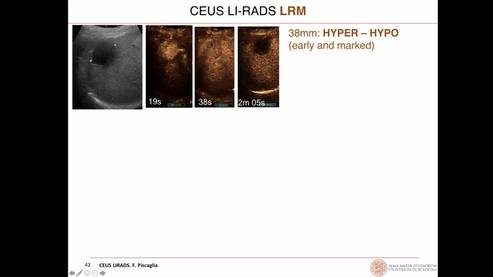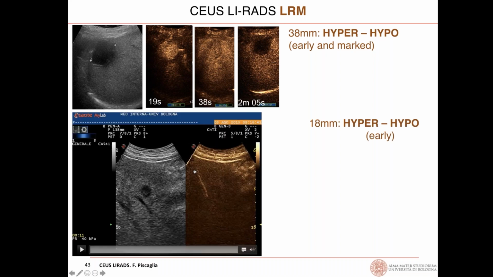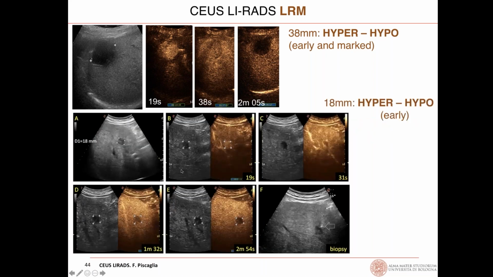So some patterns: this is early washout, 38 seconds, and marked. And this is hyperenhancement, early washout at 30 seconds, and not very marked, but early. Actually, this was a poorly differentiated hepatocellular carcinoma. So usually when they have the LR-M pattern, they are poorly differentiated hepatocellular carcinoma, or in 50% of the cases, they are not hepatocellular carcinoma, they are cholangiocellular carcinoma or metastasis.